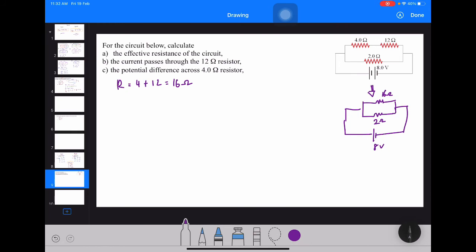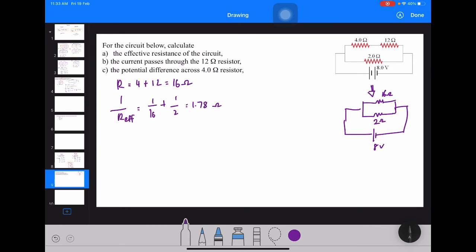Okay, now you can combine the 16 and 2 resistor. So you can use 1 over R effective equals 1 over 16 plus 1 over 2. Here you should get 1.78 ohm. 1.78 ohm.